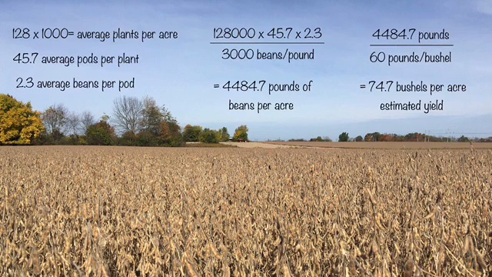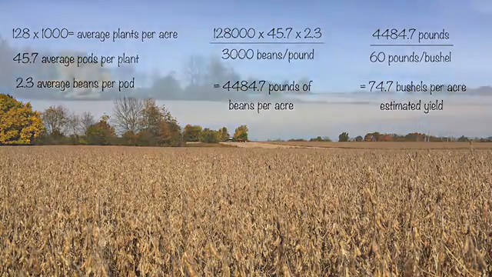To find the estimated crop yield, we multiplied 128,000 plants per acre times 45.7 average pods per plant times 2.3 average beans per pod and divided by 3,000 beans per pound. After finding the pounds of beans per acre, we divided by 60 pounds per bushel. This gave us a total of 74.7 bushels per acre as our estimated crop yield.